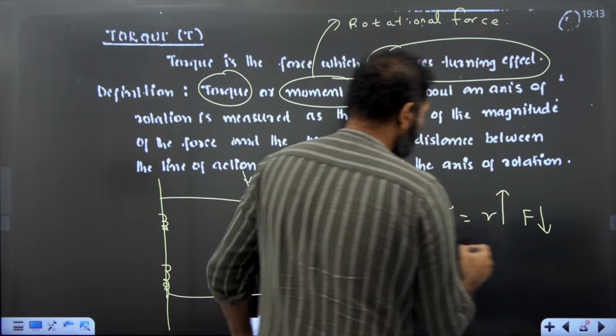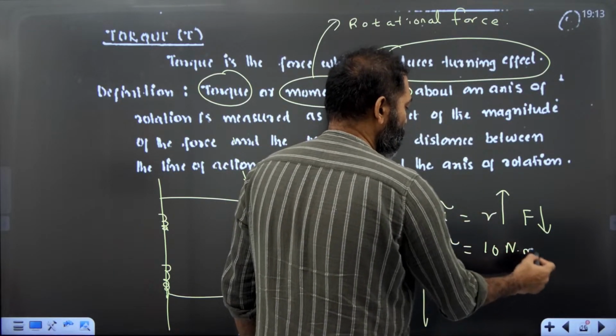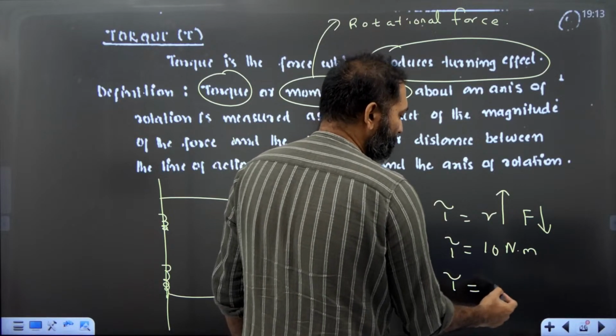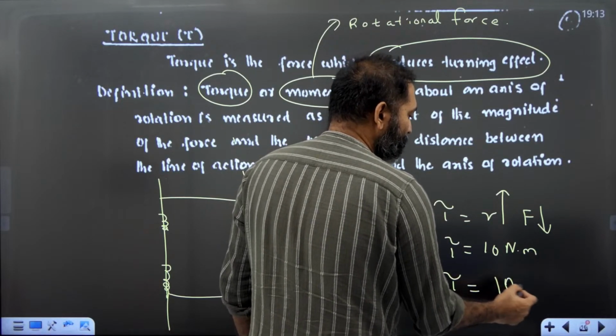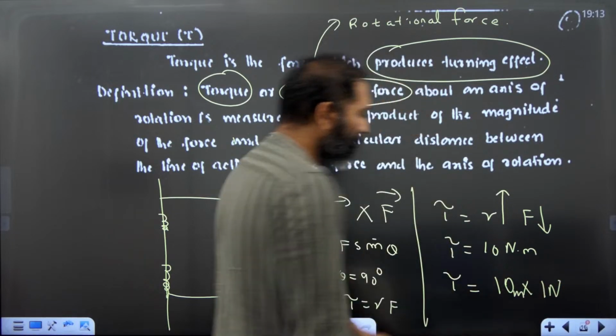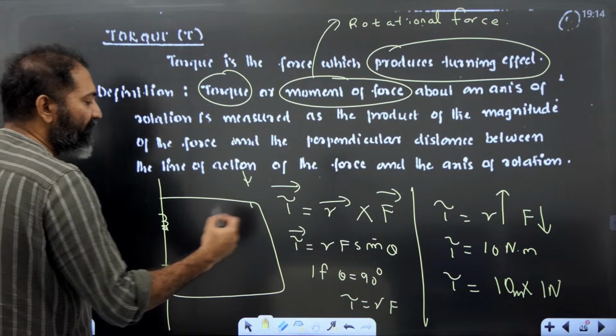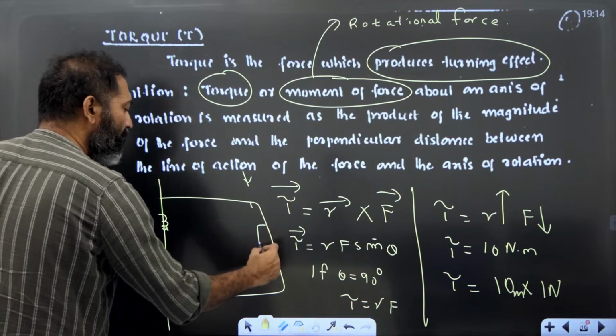For example, we need a torque of 10 Newton meter. So how to get 10 Newton meter? Put radius 10 meter into force 1 Newton. So you will get what? Torque. So if somebody tells you to fix the door handle, where you should fix?